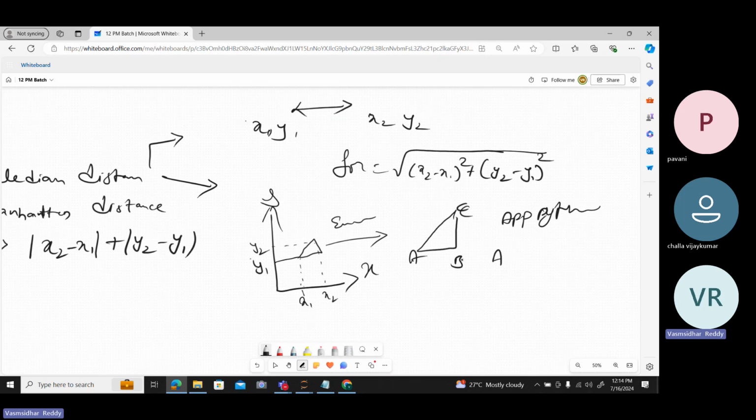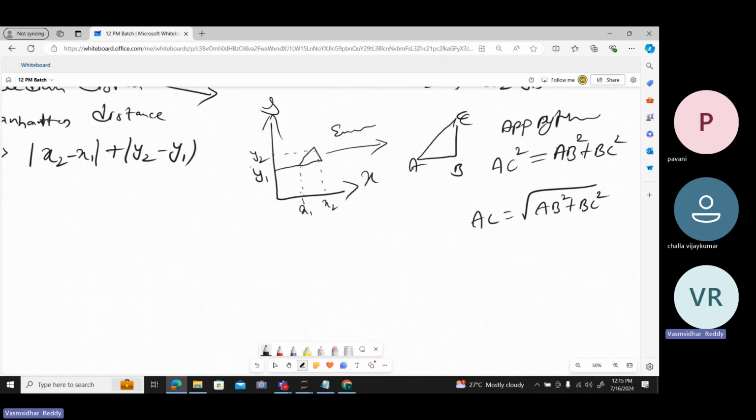What is the Pythagoras theorem? The hypotenuse is the root of AB square plus BC square. So AC equals the root of (x2 minus x1) whole square plus (y2 minus y1) whole square. This is the Euclidean formula I have found.